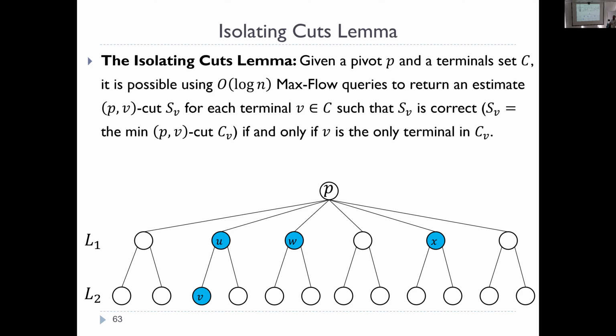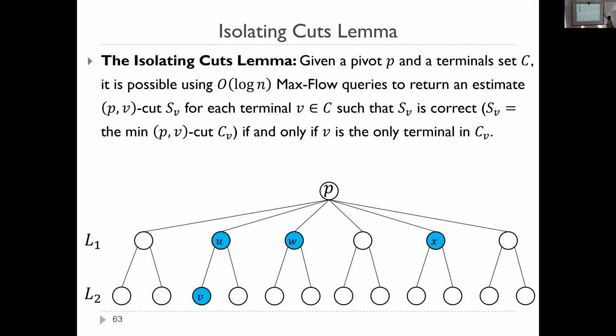Now, why is this meaningful? Without this lemma, if you wanted to find the maximum flow values, you would have to go to every one of the terminals and compute the minimum P-V cut, which takes a lot of applications of maximum flow. The new thing here is that it's enough to use just log n applications, and you could possibly get much more.